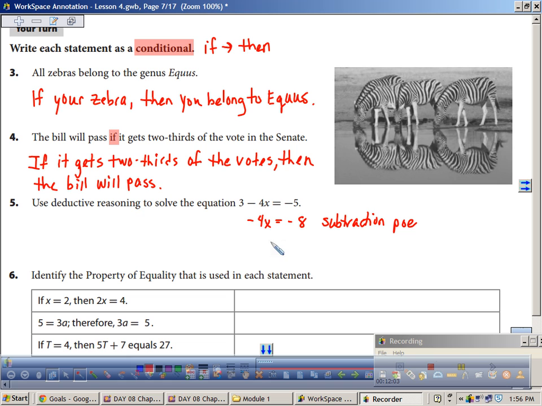All right, next, what would I do? Good. What property did I just use? Division. Division PO. So if I divided by negative 4 to both sides, what would I have? X equals 2.